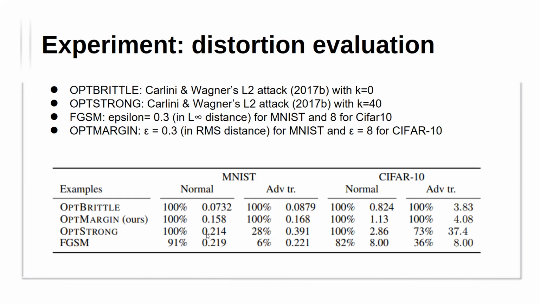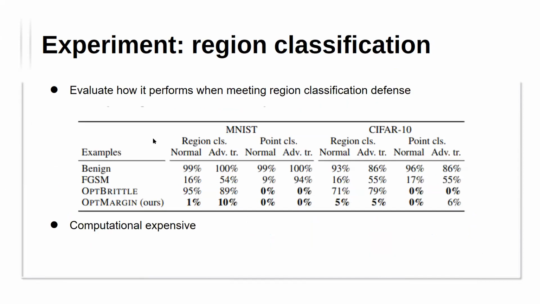Why not use opt brittle? Why use this approach? Because this attack is designed to attack the region classifier. So for their method, it is reasonable to be a little bit farther away. So this is the experiment against the region classification. This is the region classifier, and this is only the point classifier, with strategy of normal, that means no defense.